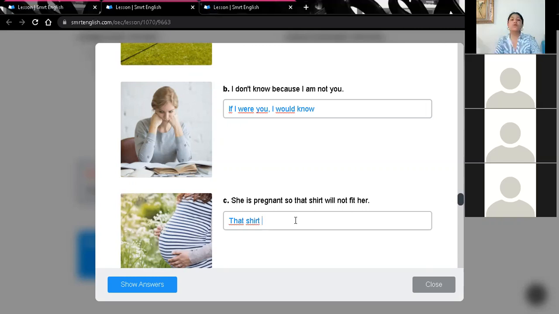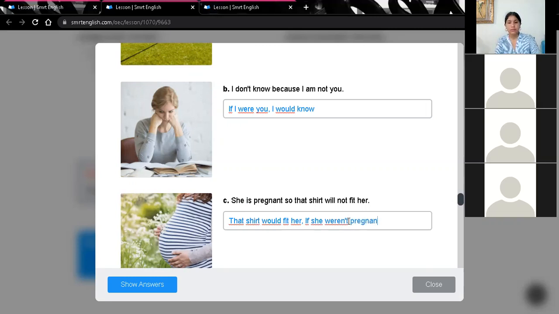Will fit her. If what? If she didn't pregnant. Didn't? What are we using here? We're using the verb to be. She wasn't. She weren't pregnant.